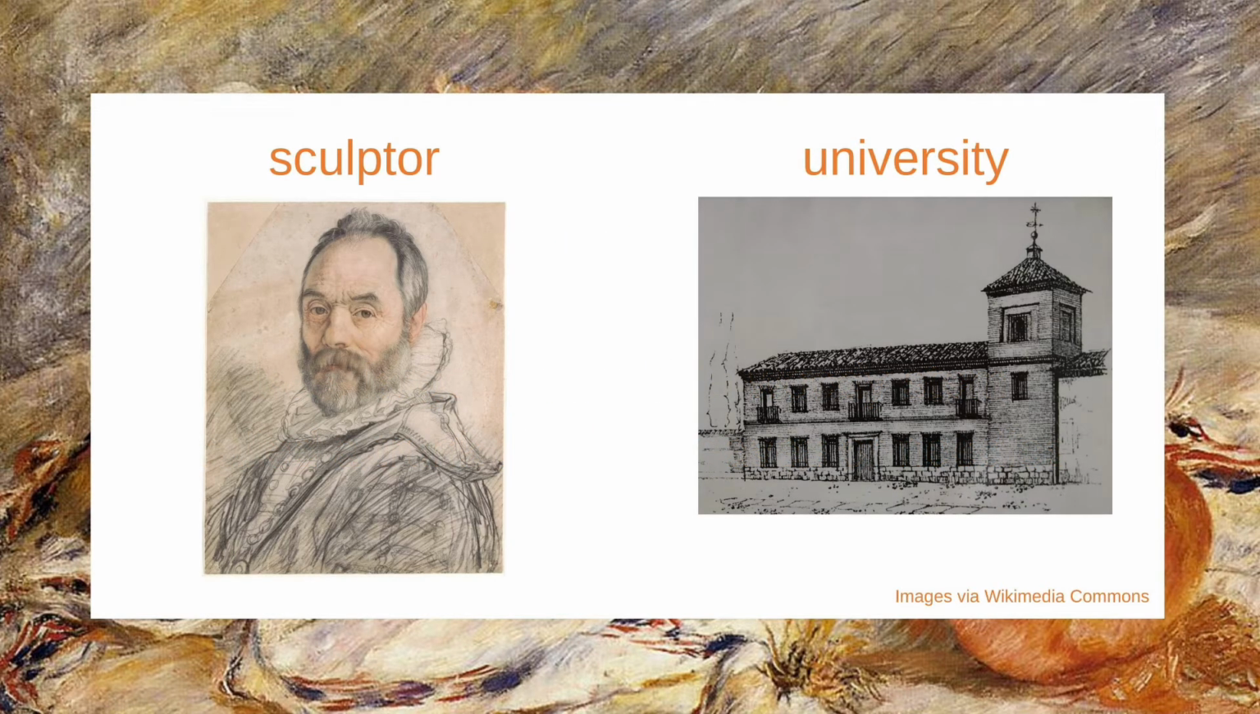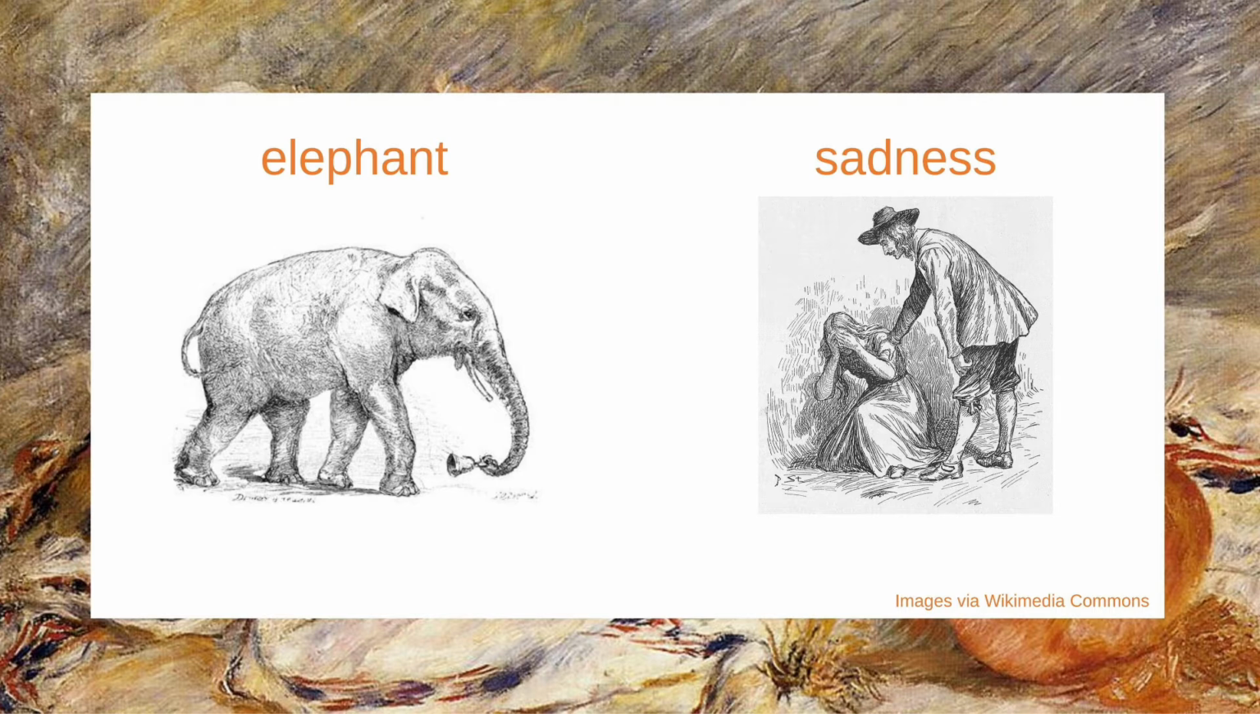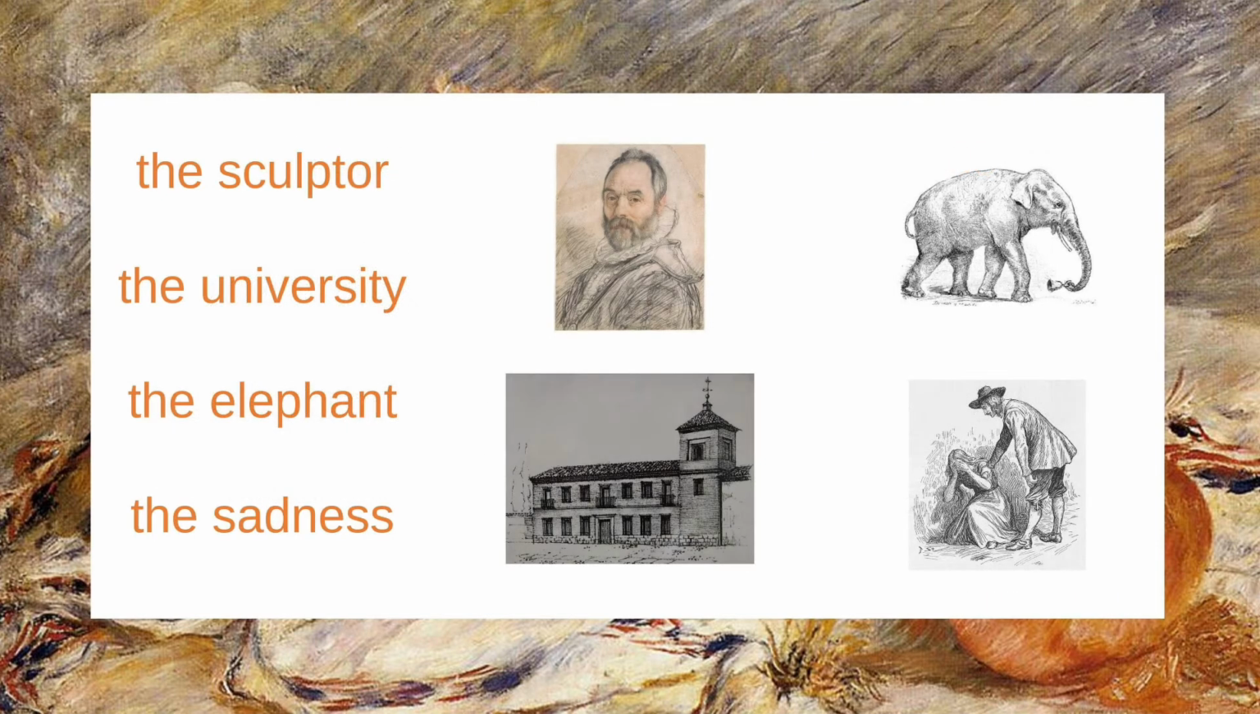Most nouns are also easy to draw, which indicates that nouns are lexical words. For example, these drawings show a sculptor, university, elephant, and sadness, all of which are nouns. One test for finding nouns is that the determiner the can go before a noun. The sculptor, the university, the elephant, the sadness.